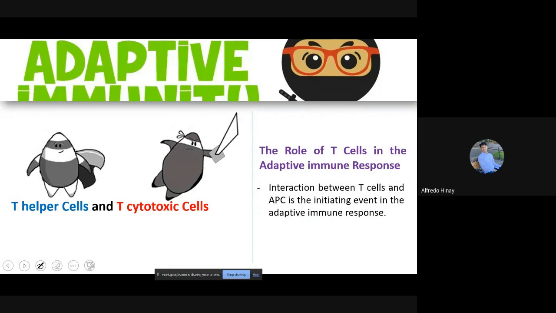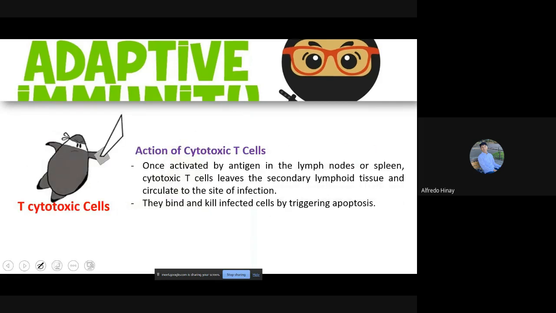And then, the role of your T cell in the adaptive immune response, they will interact between the T cell and APCs or antigen-presenting cell, initiating an event in the adaptive immune response. So either the T helper cells will try to release cytokines that will call the B cells, then B cells will try to produce antibodies. With cytotoxic cells naman, class, they are capable of destroying the cell directly.